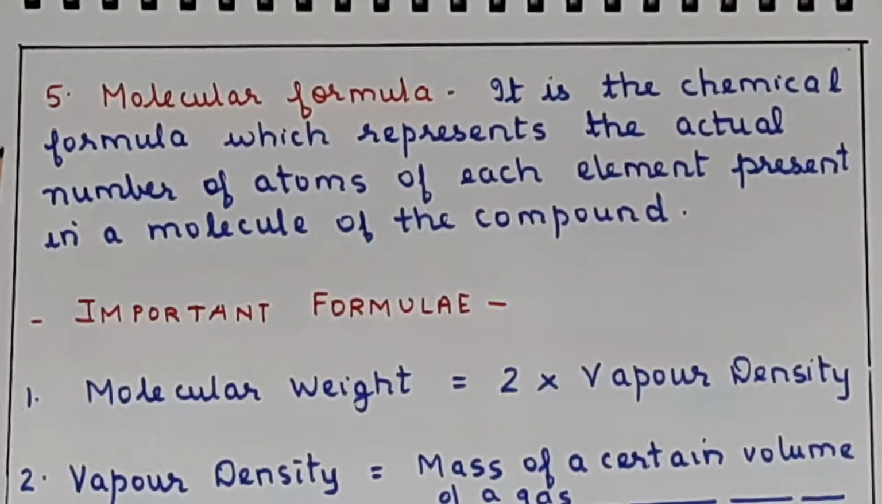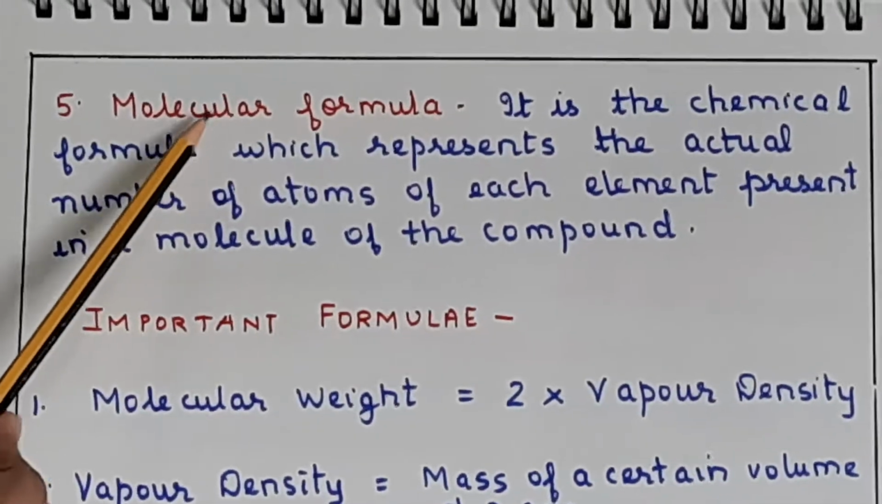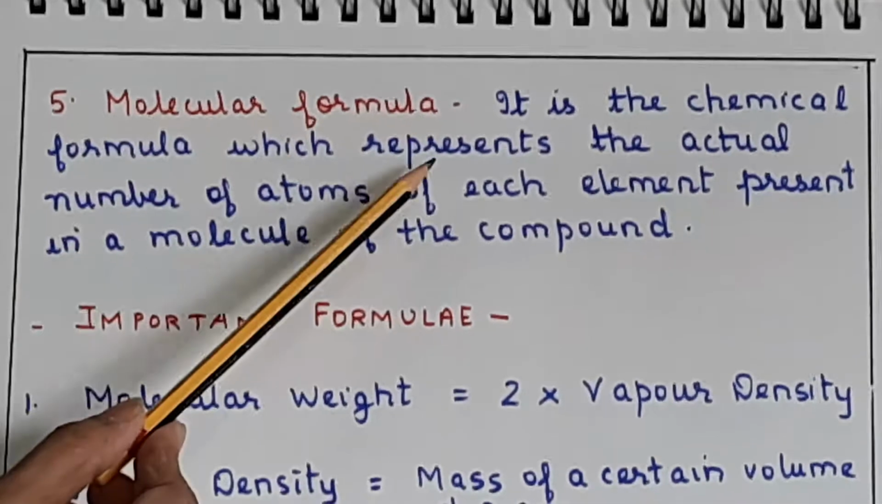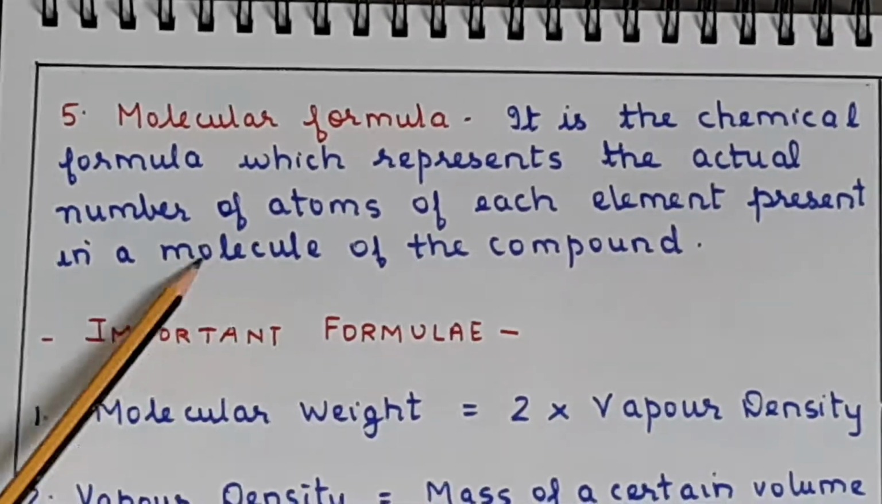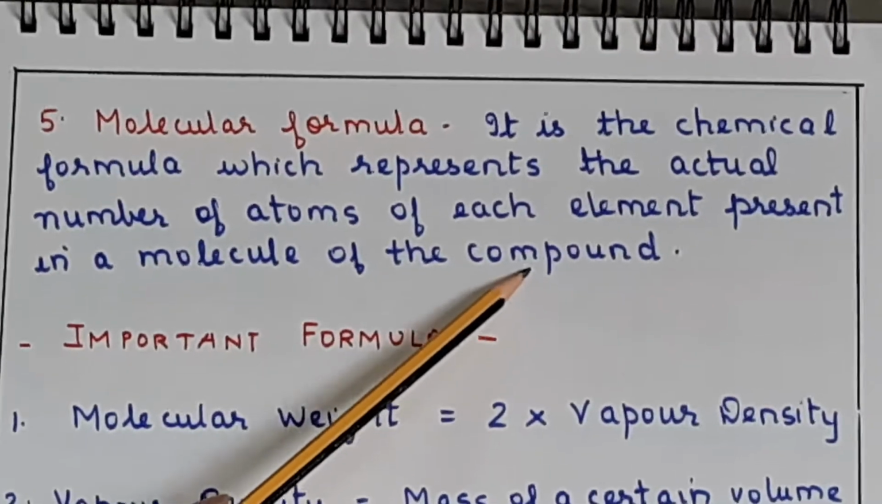Continuing with the definitions, next is molecular formula. It is a chemical formula which represents the actual number of atoms of each element present in a molecule of the compound. Is it clear?